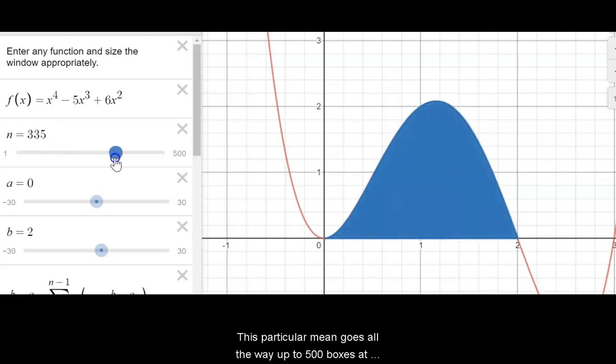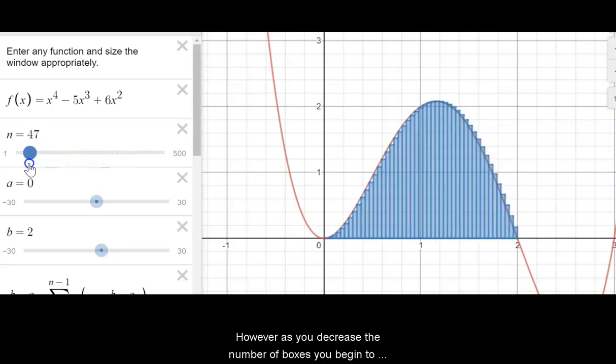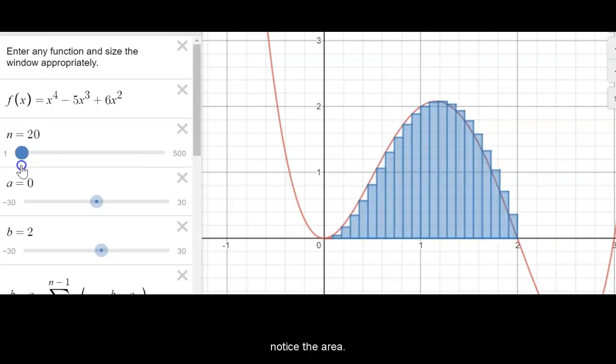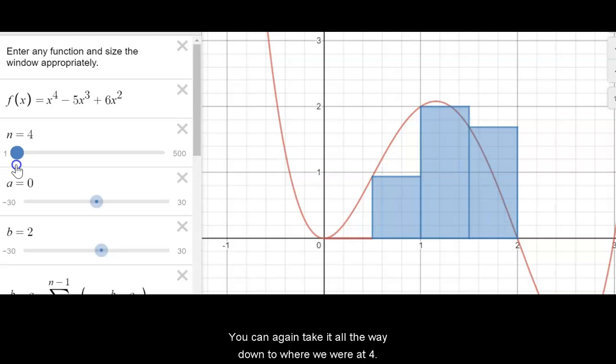This particular one goes all the way up to 500 boxes, at which point you cannot see that it is not in fact the precise area under the curve. However, as you decrease the number of boxes, you begin to notice the difference. You can again take it all the way down to where we were at 4.